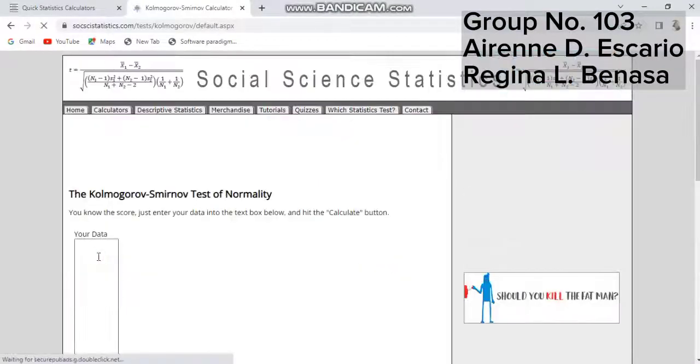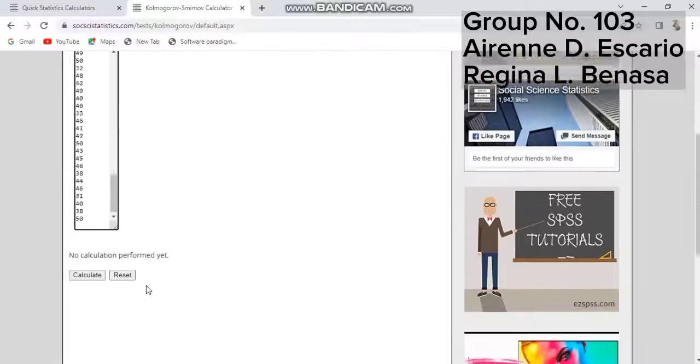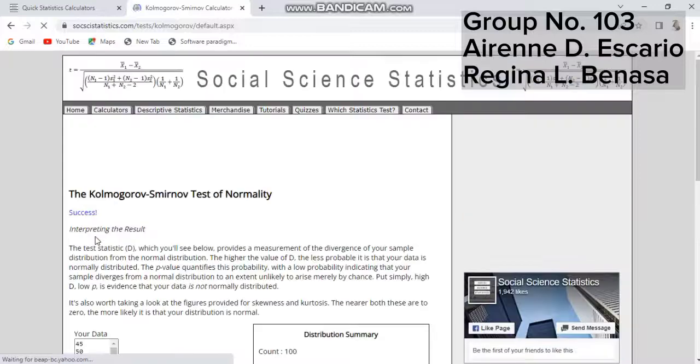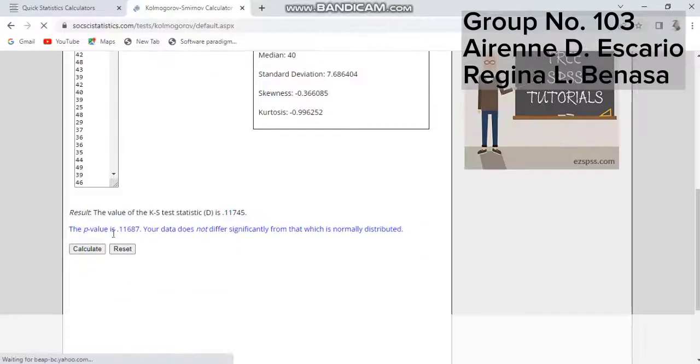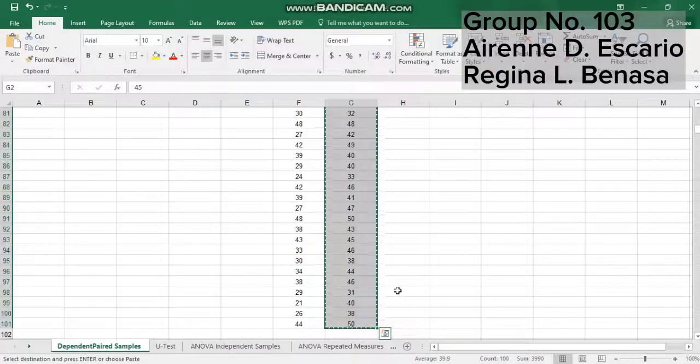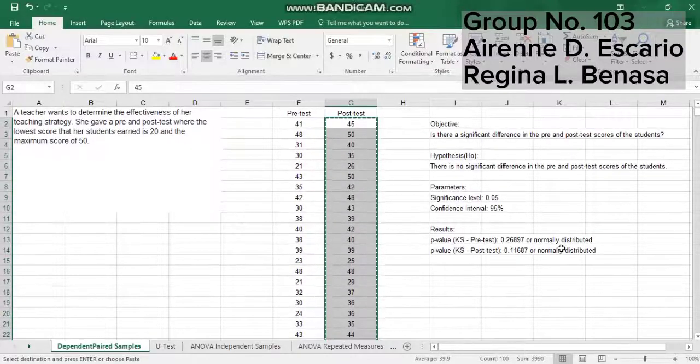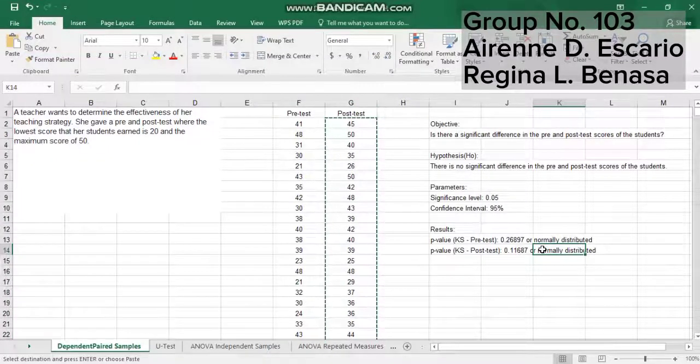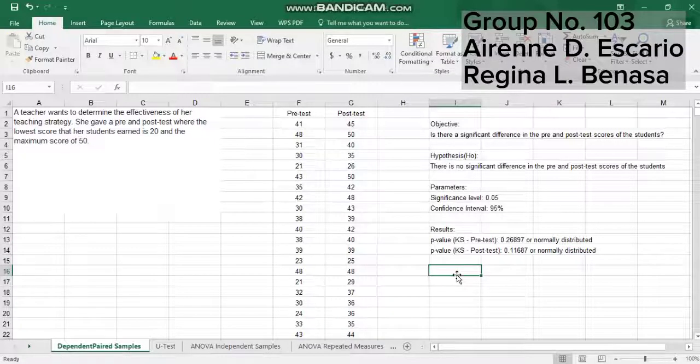So the next one is the second group, which is the post-test. The computed probability value is 0.11687, which is greater than 0.05, which means that our data is normally distributed. And so we have now the basic assumption that our samples are both normally distributed. Let us now see if there is a statistical difference in the pre and post-test scores of the students.